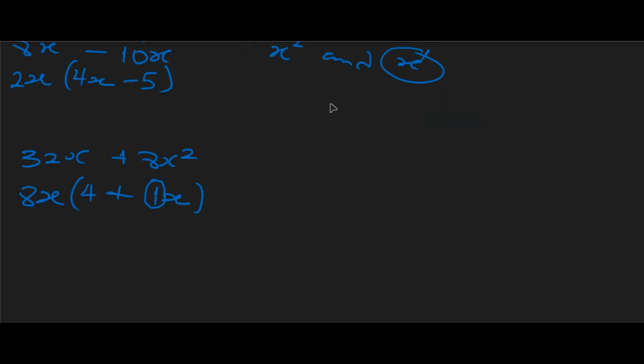Let's take more examples. We have 7m minus 7m exponent 4 plus 14m exponent 3.